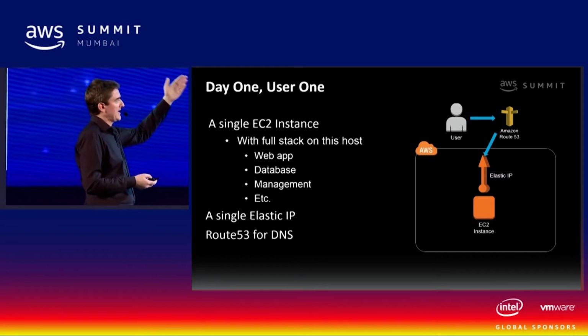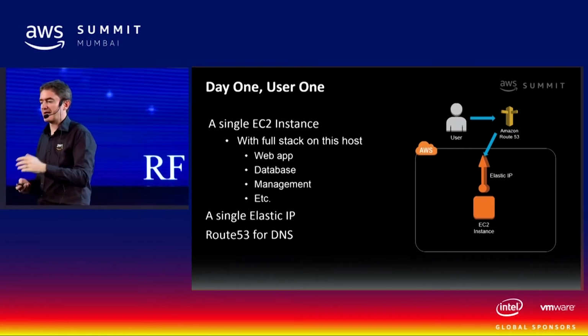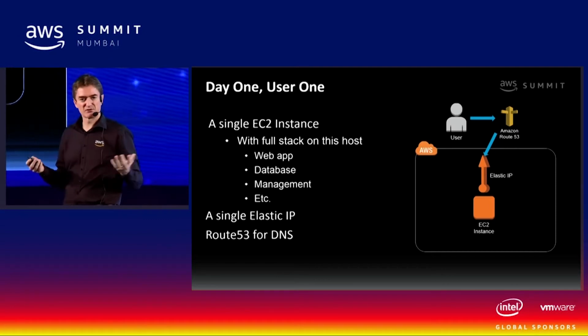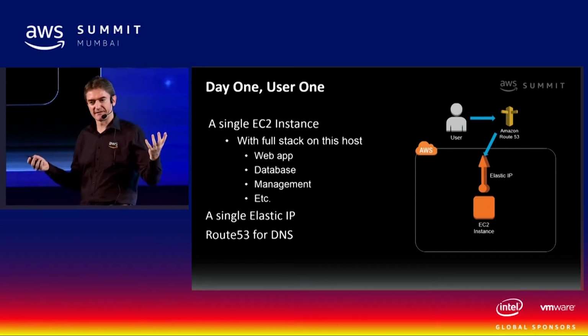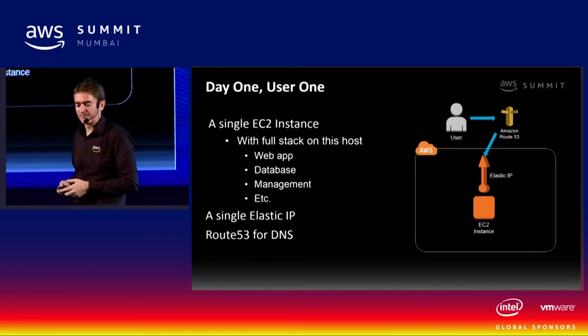It's got a web app, a database, management, etc. Everything on one EC2 host going out to a Route 53 service, which is DNS, so that you can see the server and get access to it. And then you're just managing that, building out that app.